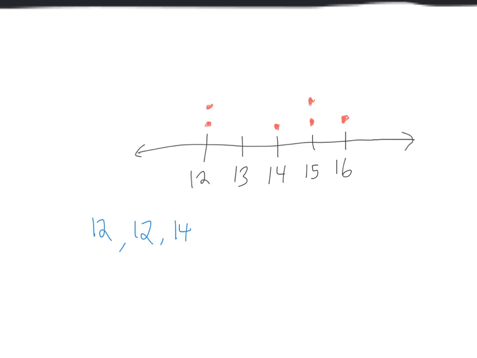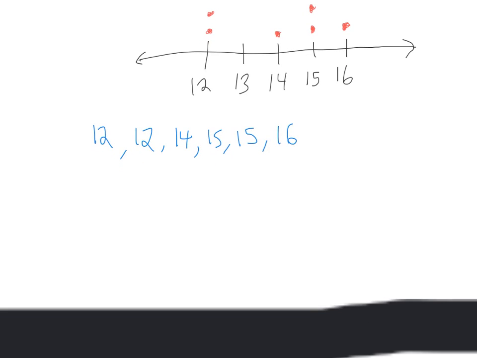It's my third piece of data. My fourth piece of data and fifth piece are going to be 15. So I write that out, 15, 15. And then the last data point is 16. So with this information, I'm just going to use the average formula. Sum divided by the number of numbers.